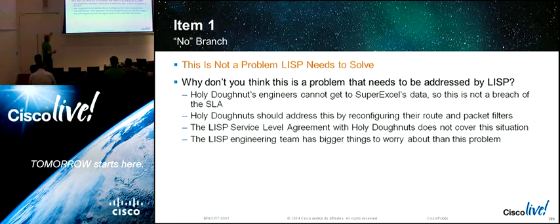So why isn't it a problem? Well, they don't think it's a problem. They can't get to the data, so it's not a breach of the SLA. They should address this by reconfiguring. I mean, these answers, in some cases, don't even make sense because we know it is a problem, right?